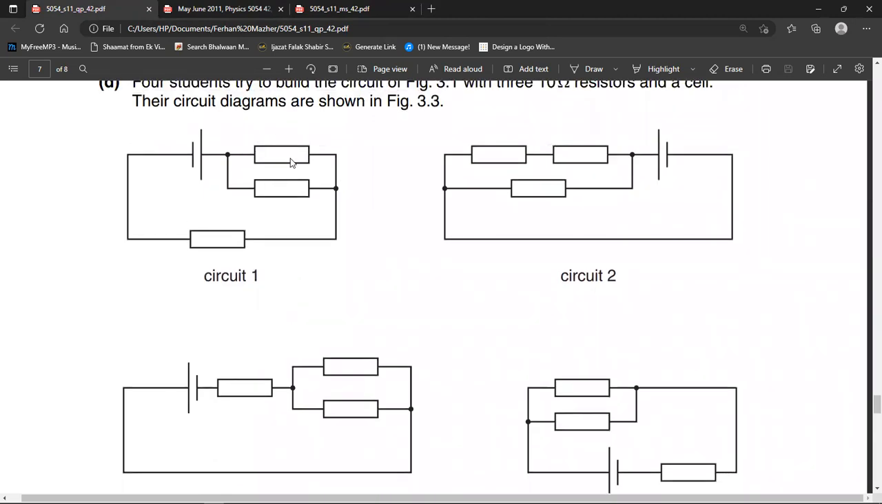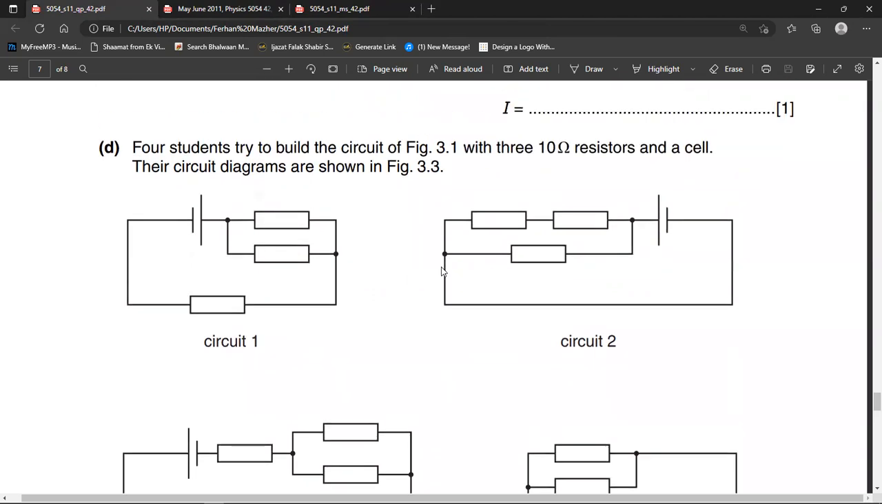This is same. This is not same. This is same. This one is also same. So circuit number 2 is not same because these 2 resistors are not parallel to each other. They are in series with each other. And this third one is parallel to these 2. So this circuit number 2 is not that circuit.